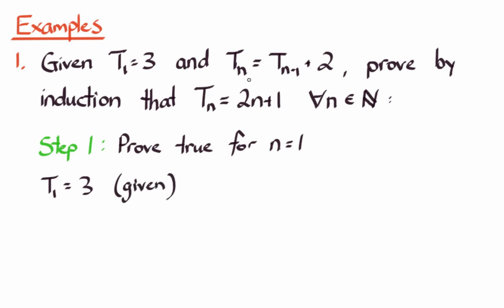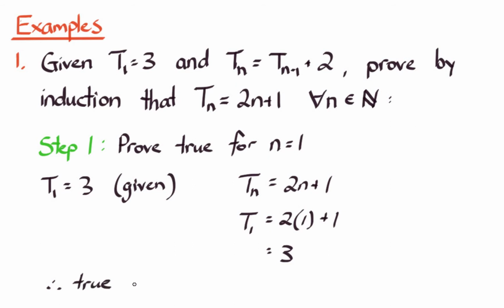But then we've got to look at this tn formula. So we've got tn equals 2n plus 1. So when n equals 1, we have t1 equals 2 lots of 1 plus 1. And that's obviously 3, so we're all good. The proposition, what we're trying to prove, is true for n equals 1. Okay, step 2.